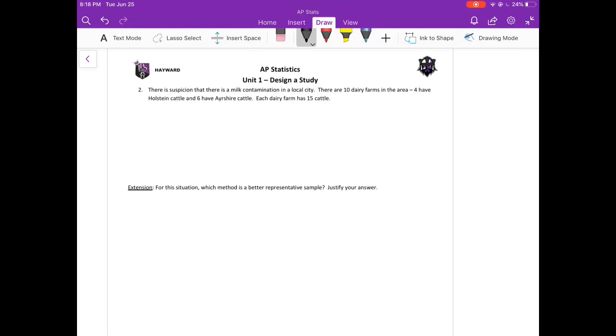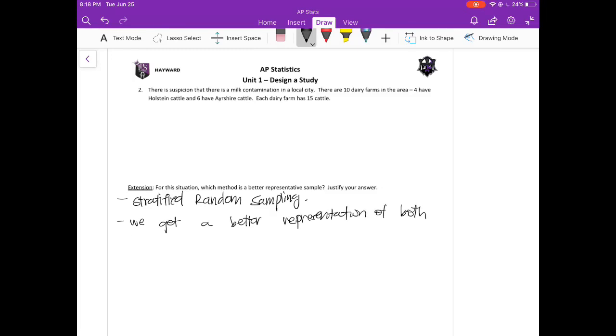So, for this one, the answer is our stratified random sampling. Okay? The reason for this is we get a better representation of both cow types when we choose some from each group.